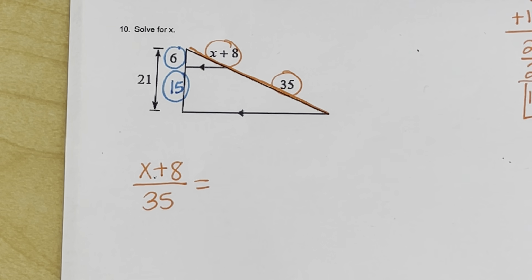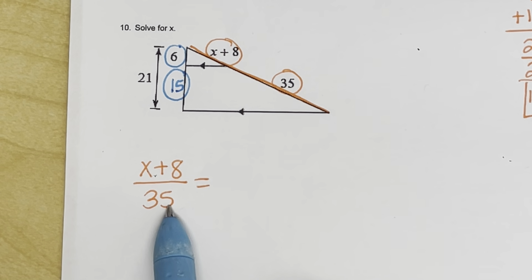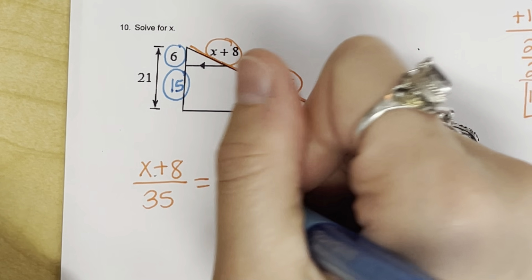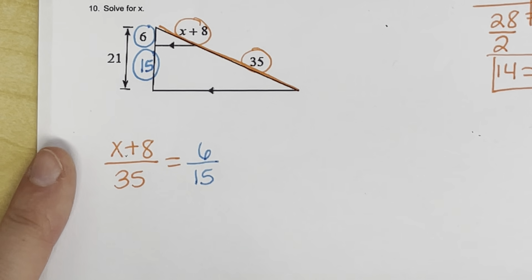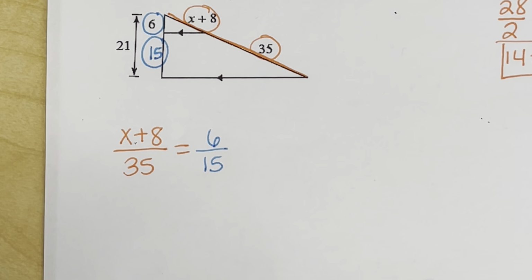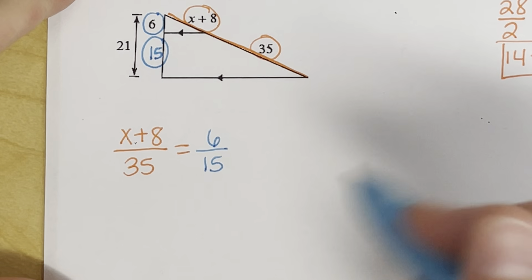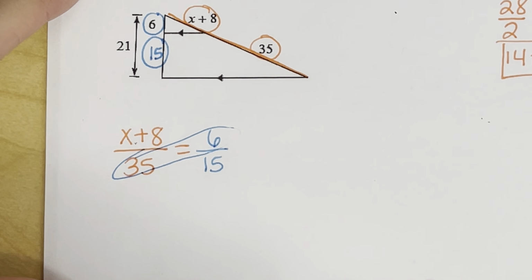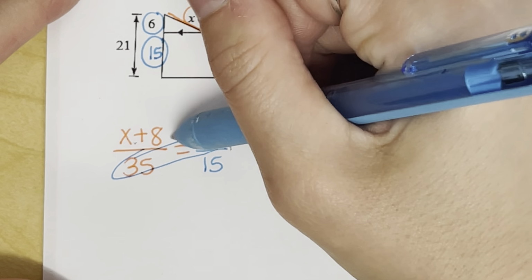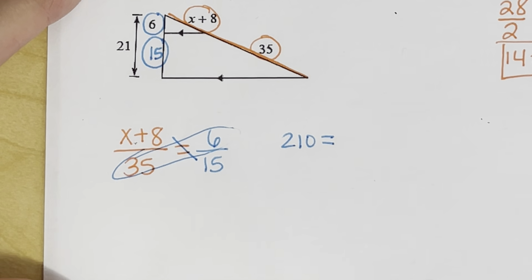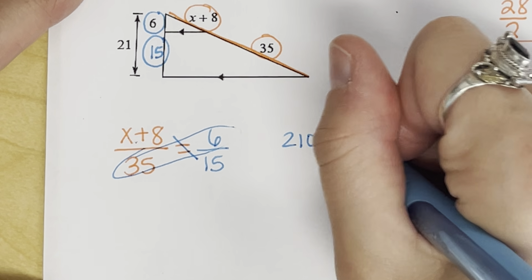So now my second fraction, I have to put it in the same order. So I did top divided by bottom, so I'm going to do top divided by bottom. 6 divided by 15. And now, again, it's just a simple algebra problem, so I'm going to cross multiply. So 6 times 35 is 210. And I set that equal to 15 times the whole equation, x plus 8.